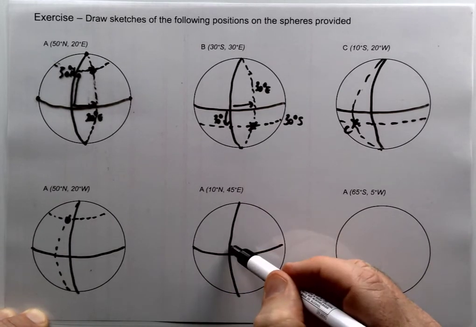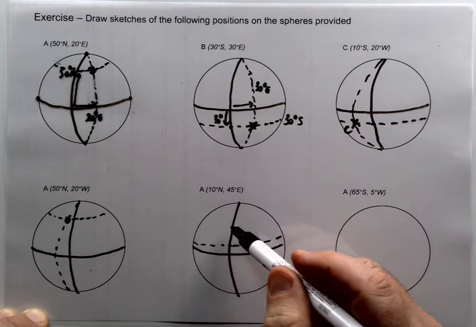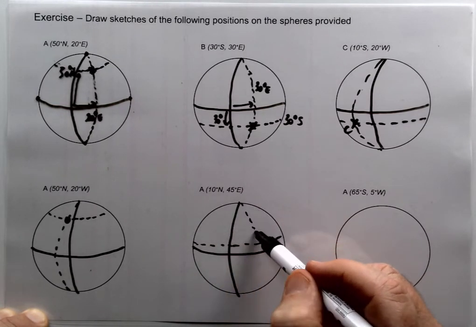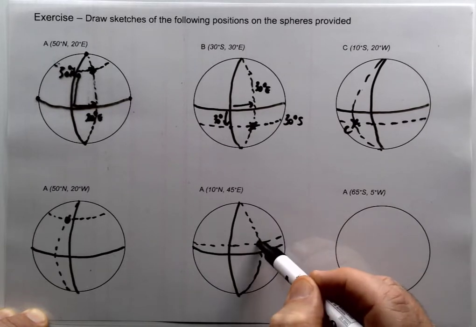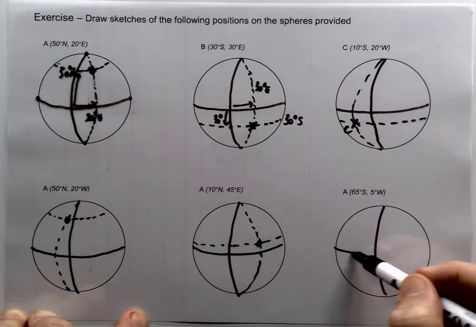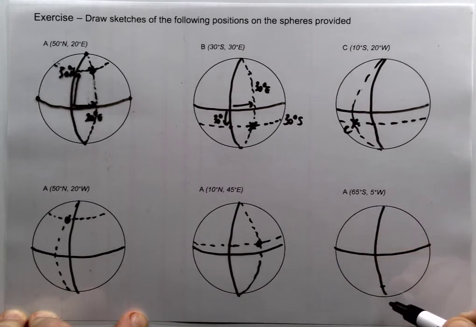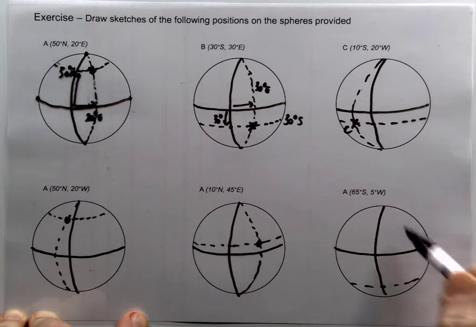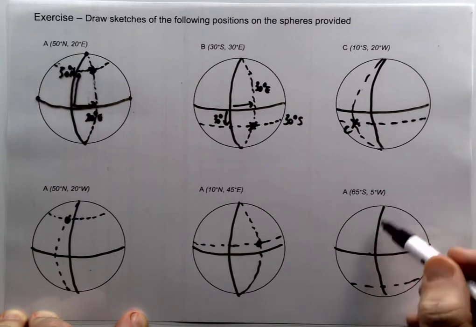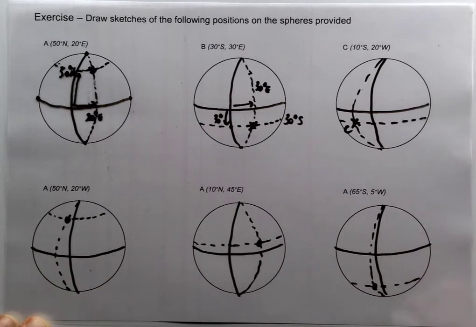10 degrees north, so not too far north there. 45 degrees east, so maybe about like so. Again, drawing our baselines first. 65 degrees south, which is a fair way south. And 5 degrees west, not very far to the west. So there's our point there.